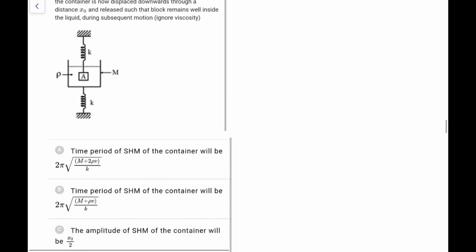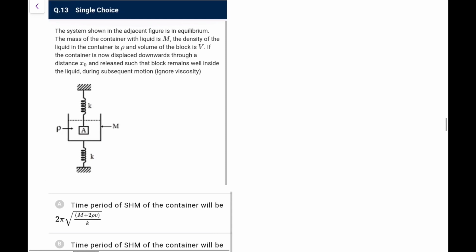Okay, next, a bigger question. The system shown in the adjacent figure is in equilibrium. The mass of the container with liquid is m.